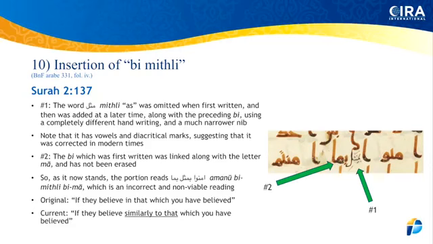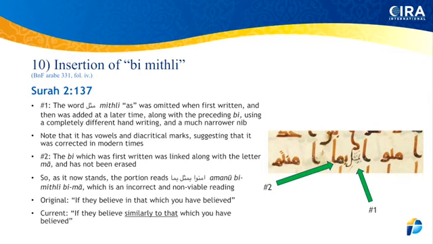This is correction number 10, number 10 in the book. We're going by the sequence that's in the book. This is, again, from the Petropolitanus, the manuscript that is in the Bibliothèque Nationale in Paris, in France. This is the book that François Déroche has been responsible for. We're looking specifically at Surah 2, Ayah 137, chapter 2, verse 137.